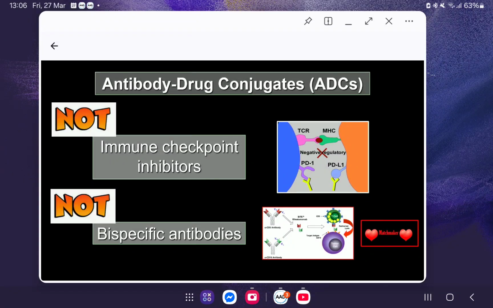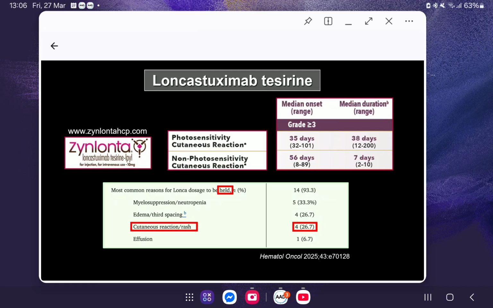And they're not bispecific antibodies. Remembering that bispecific is where you take the variable region of two immunoglobulins, put them together, and most commonly, one will recognize CD3 and the other will recognize the tumor cell. So if you go on the website for this drug, you'll see that they have photosensitivity listed on the website.